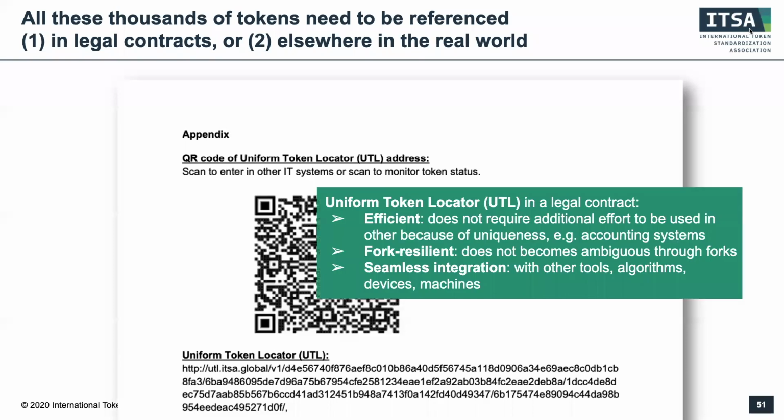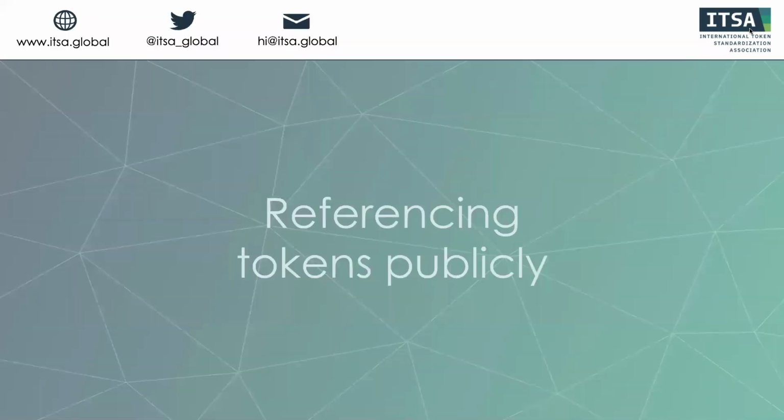So again, we have a Uniform Token Locator here as a QR code. It's efficient, fork resilient, and it allows for a seamless integration.